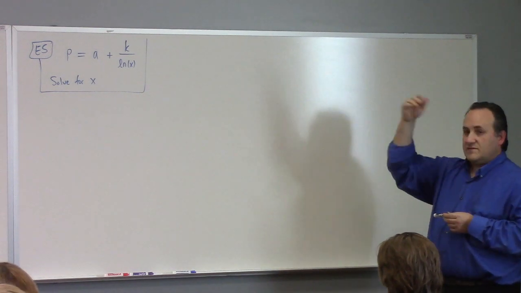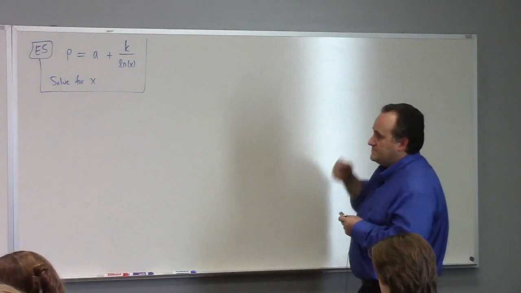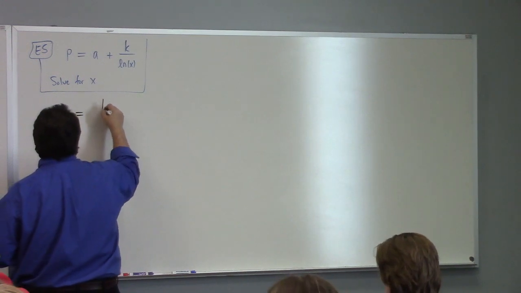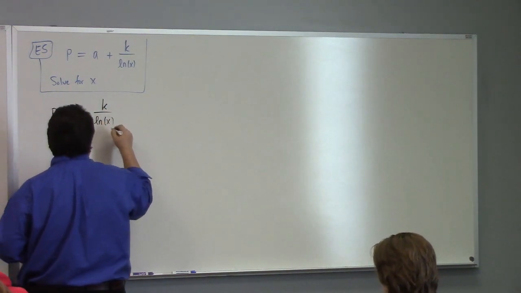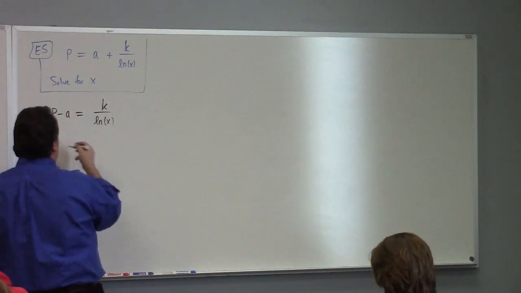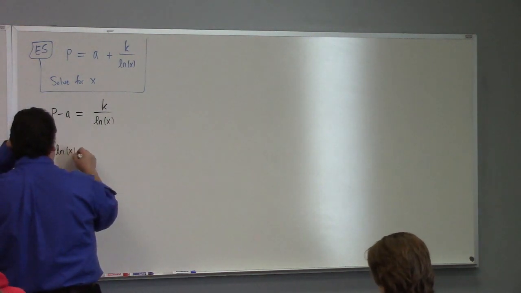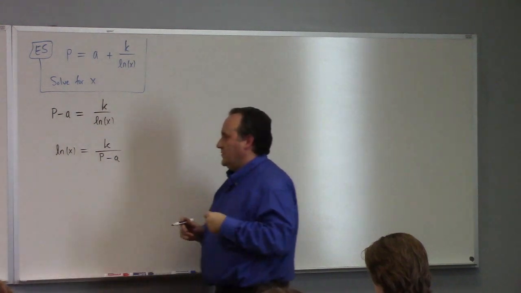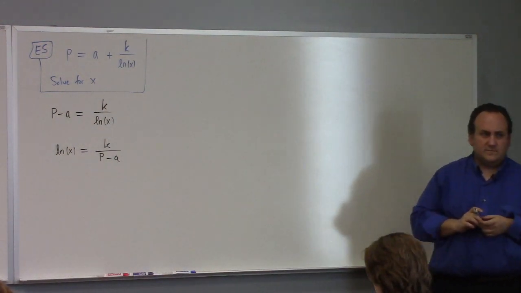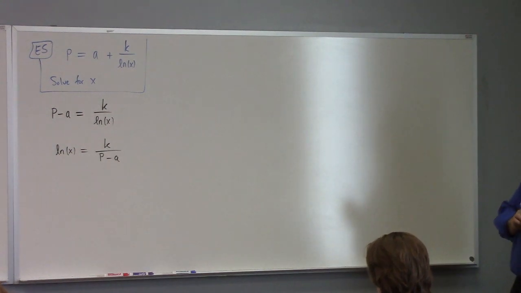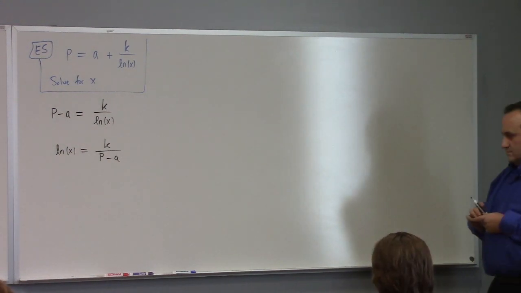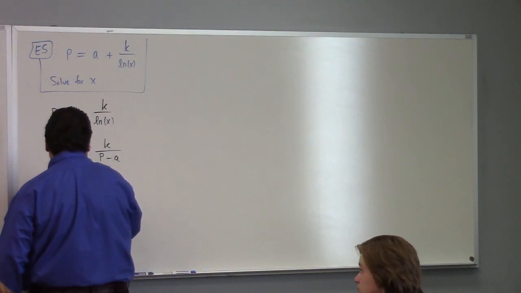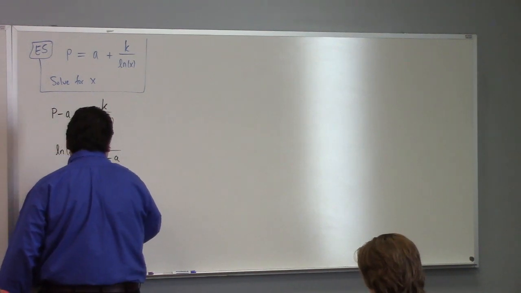All right, so how do we solve for x? Well, I would start out by this, like p minus a is equal to k over the natural log, right? And then I can switch these, so that gives me natural log of x is k over p minus a. Do we agree? Are you guys on board with that? Does that seem reasonable so far? Then how do you get rid of the natural log? Yeah, exponentiate. So e to the natural log of x is e to the k over p minus a.